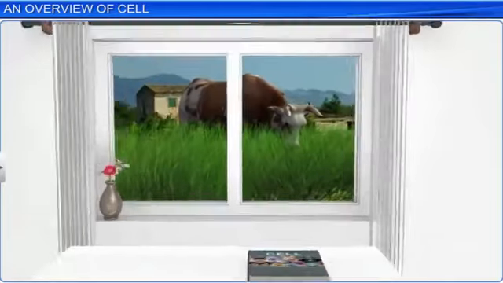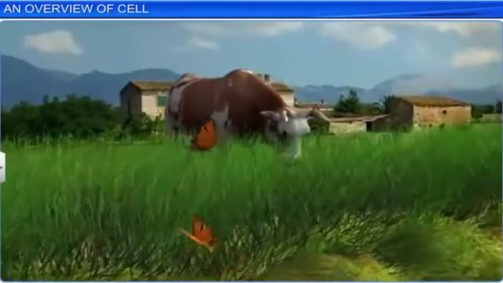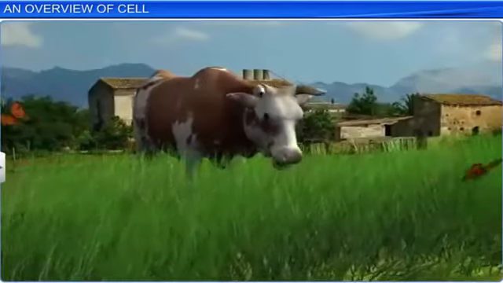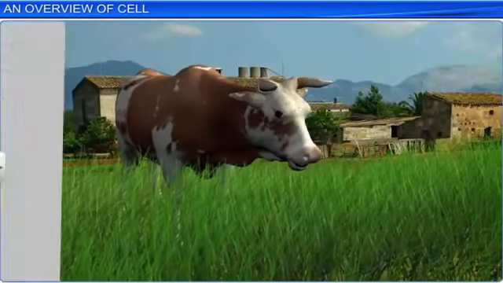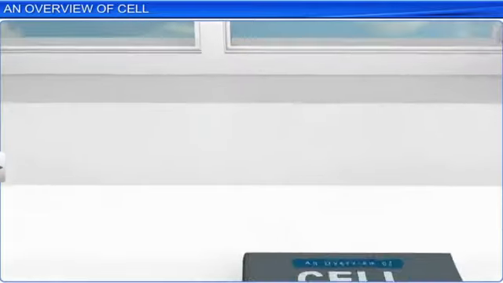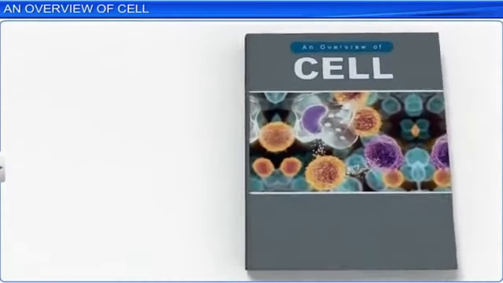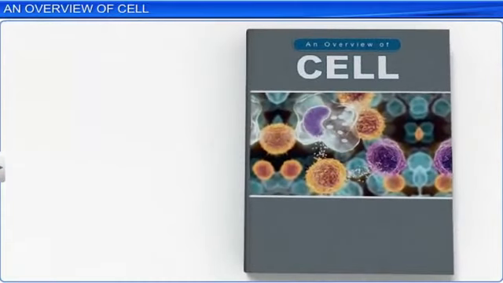Millions of animal and plant species of varying sizes and shapes inhabit the earth, and they all have one thing in common. They are all made up of cells, the fundamental unit of life in living organisms.